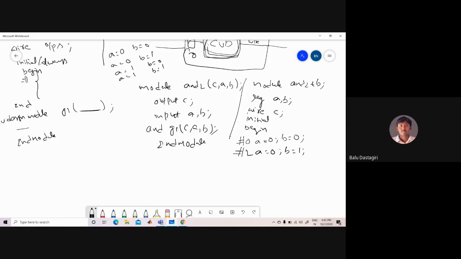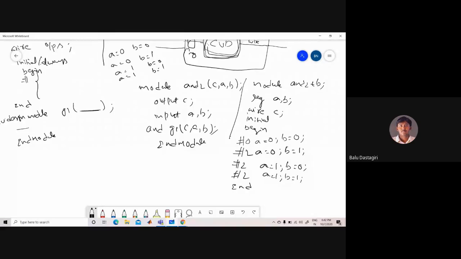What are the probable inputs we have to check? In order to verify the functionality of this circuit, what inputs should we give? All these test cases we have to write. Next, again after 2 units of time, a equal to 1 and b equal to 0. And again after 2 units of time, a equal to 1 and b equal to 1. Like this, we have to specify all the input test cases. After specifying all of them, end. So we are ending the initial statement that we began.